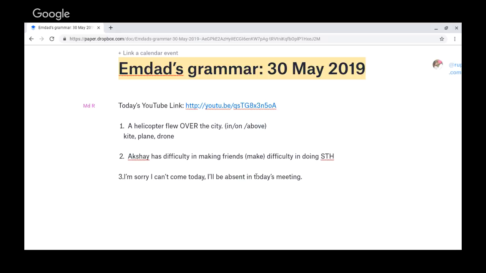The answer is absent. Absent never comes with in, yeah? Absent is a collocation. Absent ke sath jo collocation preposition use karte ho, it can never be of, it can never be for, it can never be in, it is always... Is it clear? Too many I's, yeah? Wow, look at the creativity.